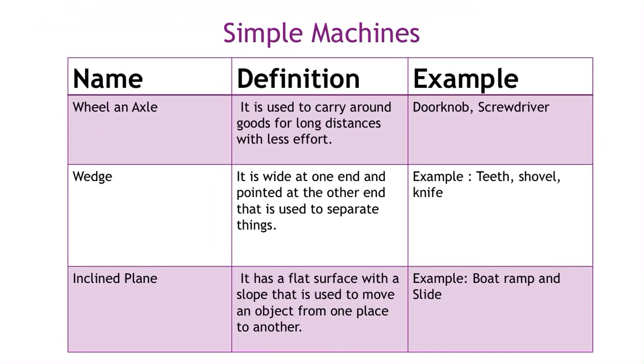Then we have the inclined plane. It has a flat surface with a slope that is used to move an object from one place to another. For example, board ramp and slide. Same as wheel and axle, it is used to move objects from one place to another. It is a flat surface, so we can put things over it and move them.